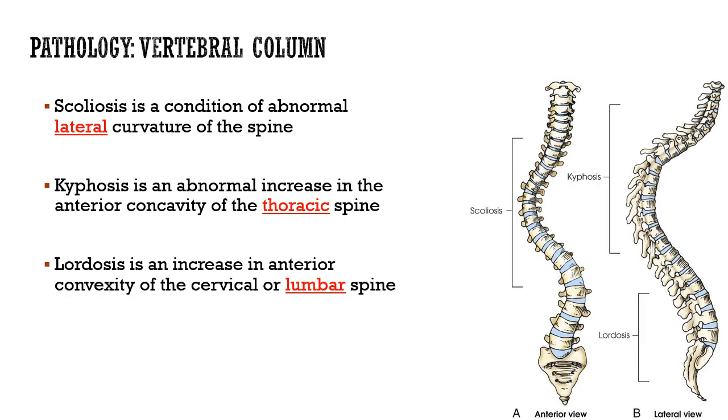Scoliosis is the condition of abnormal lateral curvature of the spine. Kyphosis is an abnormal increase in the anterior concavity of the thoracic spine and is best visualized on a lateral projection. And lordosis is an increase in the anterior convexity of the cervical or lumbar spine, more commonly lumbar, and it is better visualized on a lateral projection as well.